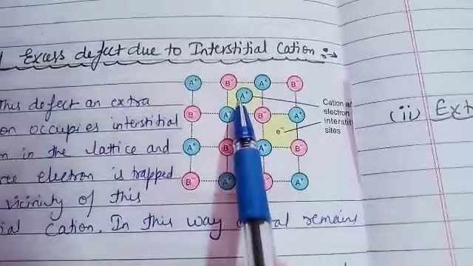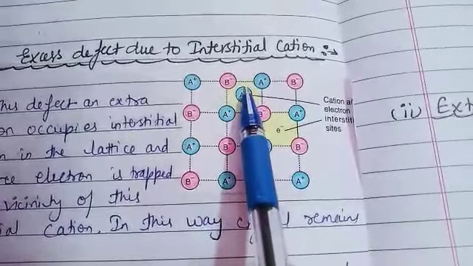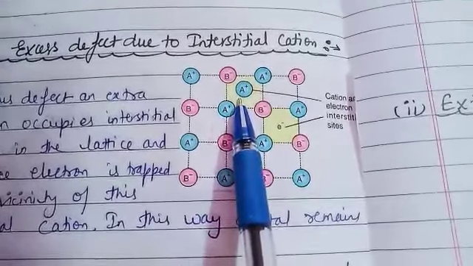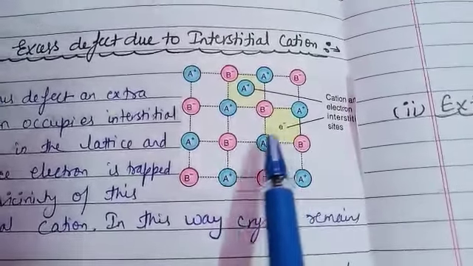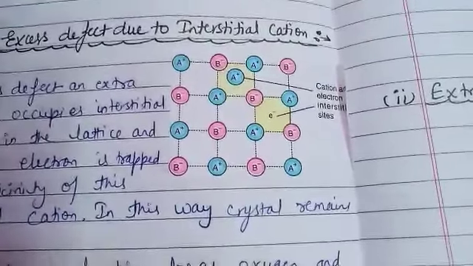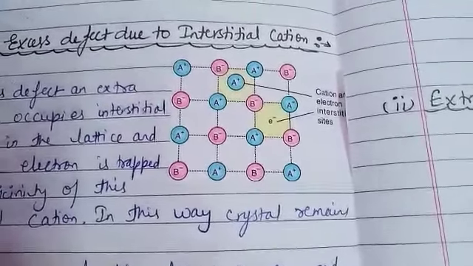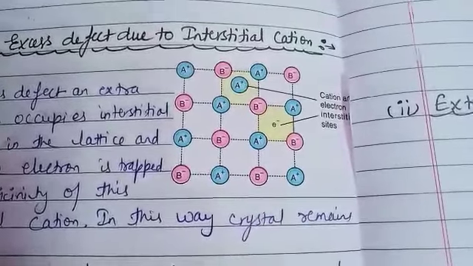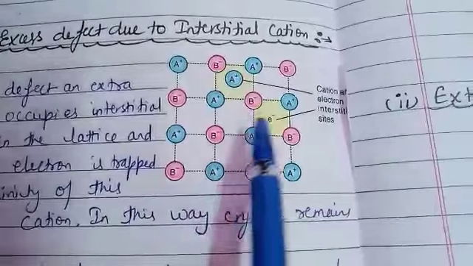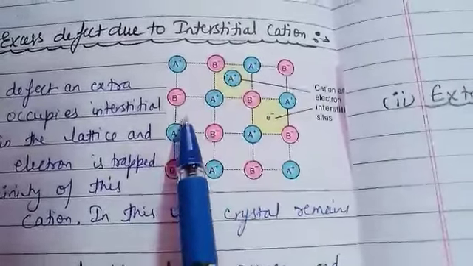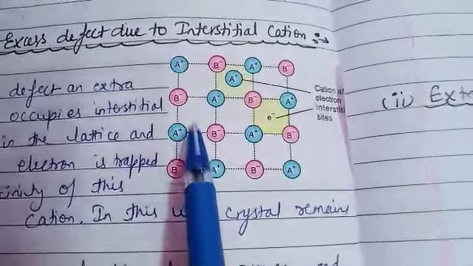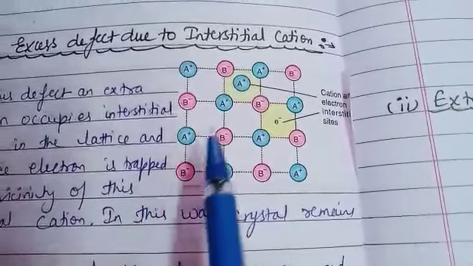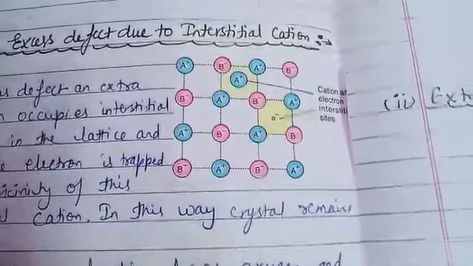Here the extra cation goes to the interstitial site, and at the same time one electron goes to the vicinity of the interstitial site, that is, to the neighboring interstitial site. Where does that electron go? To its neighboring site. If two cations are occupying interstitial sites, then to balance or neutralize it, two electrons will occupy the interstitial site.